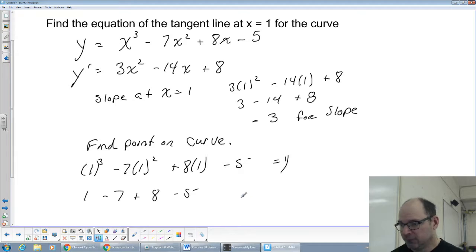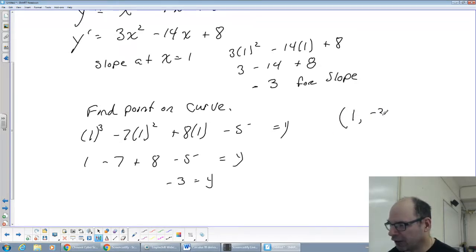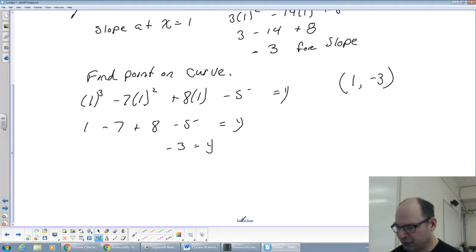Okay, so this would be equals y, sorry. Okay, so then we would get minus 6 plus 2 minus 3. Oh, minus 3 equals y. So our slope is minus 3 and our point is 1 and negative 3. Okay, so now that we have a slope of negative 3 and a point of 1, negative 3, we can find the equation of the tangent line.